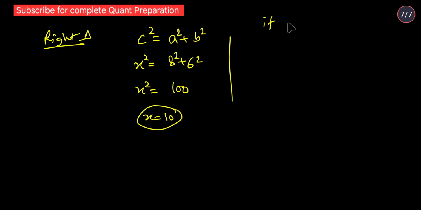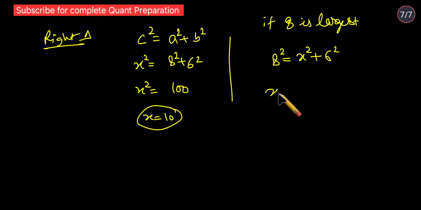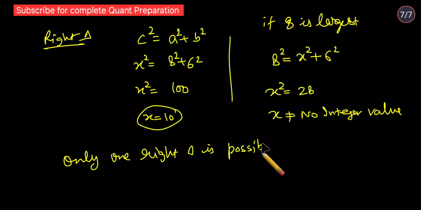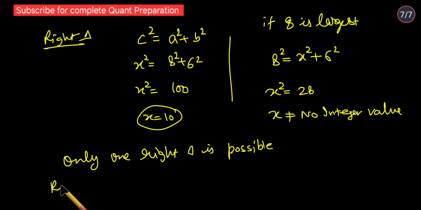If 8 is the largest, then 8 square equals x square plus 6 square, which means x square equals 28, which means no integer value. So only one right triangle is possible, and the rest of the triangles are acute.